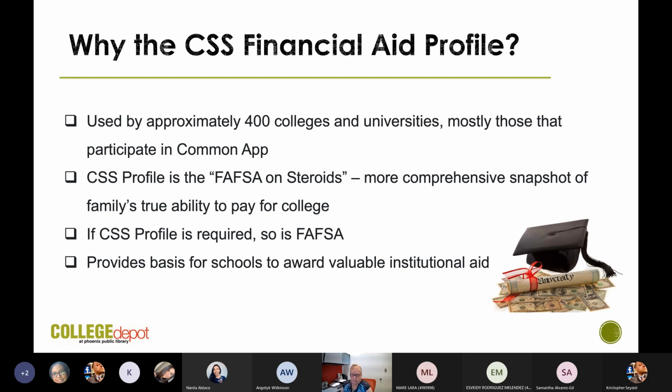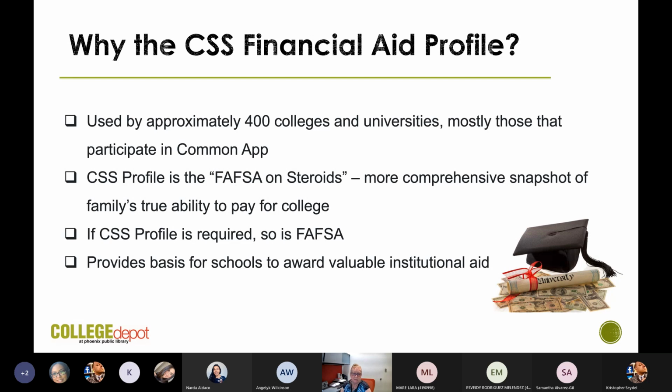If you have not completed your FAFSA yet, there is no particular order in which you must do these applications. But if the CSS profile is required by your school, so is the FAFSA. The FAFSA is almost always required by schools if you are eligible to apply for it. So be sure that you don't forget that important document and you complete that also.